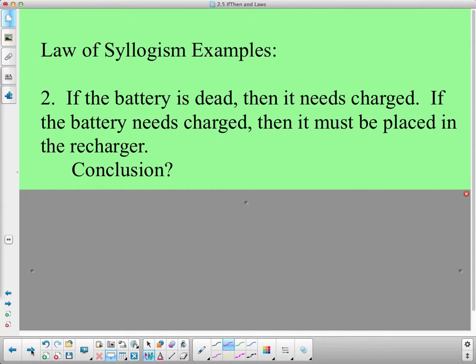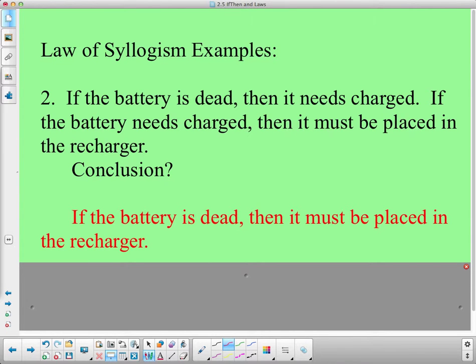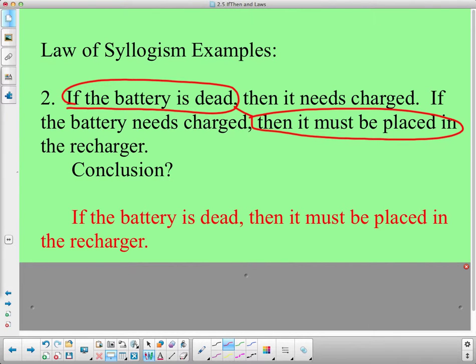If the battery is dead, then it needs charged. If the battery needs charged, then it must be placed in the recharger. If the battery is dead, then it must be placed in the recharger. Thumbs up or down, who's understanding that? It's easy once you think about it. All you basically have to do is draw a line from this one to that one, as long as this is the same fact.